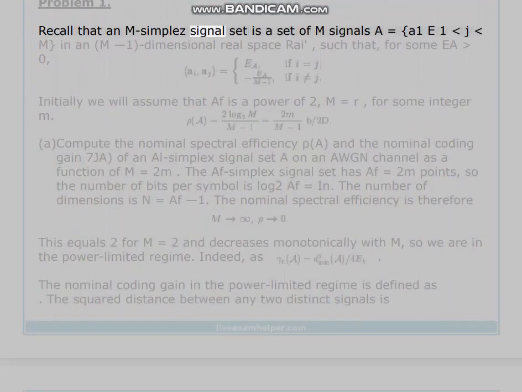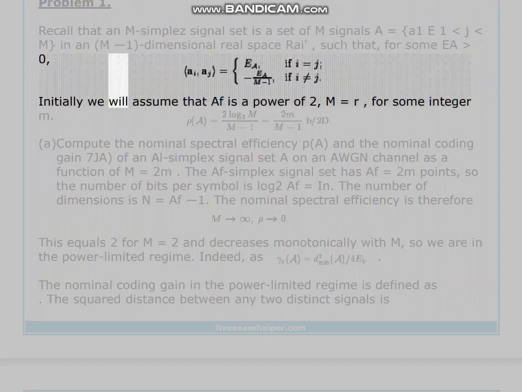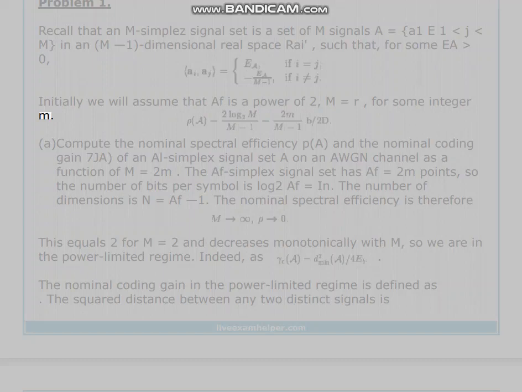Problem 1. Recall that an M-simplex signal set is a set of M signals A = {a_j, 1 ≤ j ≤ M} in an (M-1)-dimensional real space R^(M-1), such that, for some E(A) > 0, initially we will assume that M is a power of 2, M = 2^m, for some integer m. A. Compute the nominal spectral efficiency ρ and the nominal coding gain γ_c(A) of an M-simplex signal set A on an AWGN channel as a function of M = 2^m.